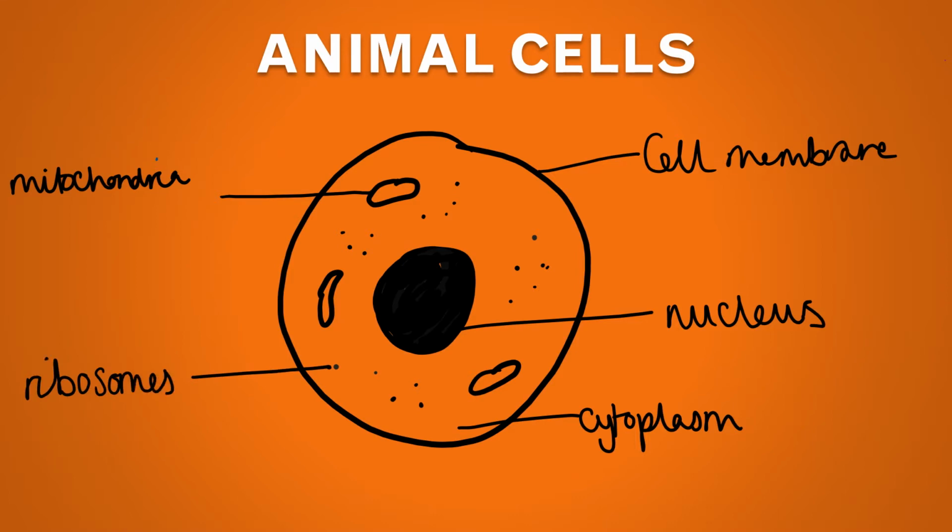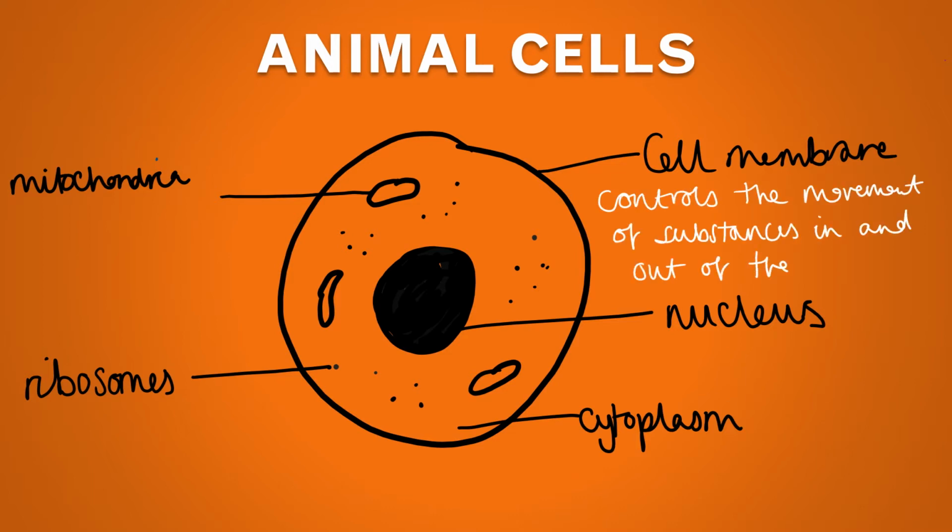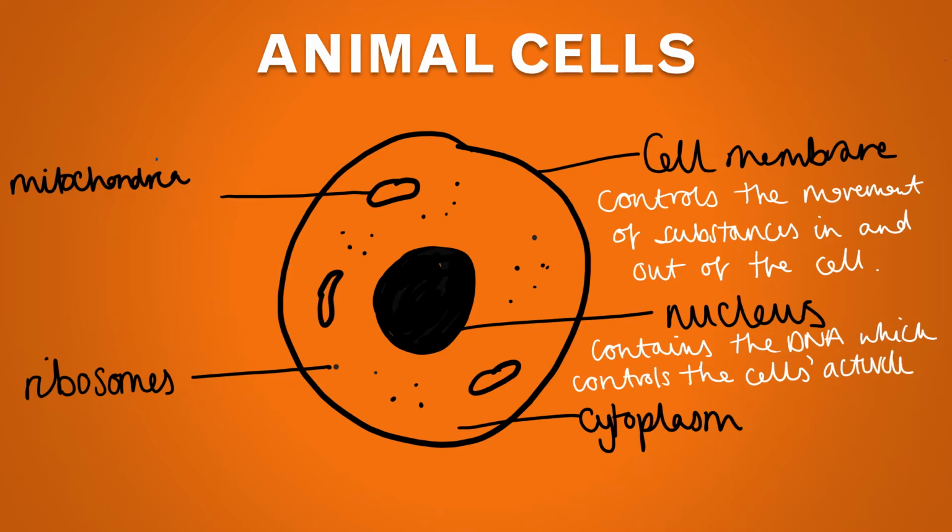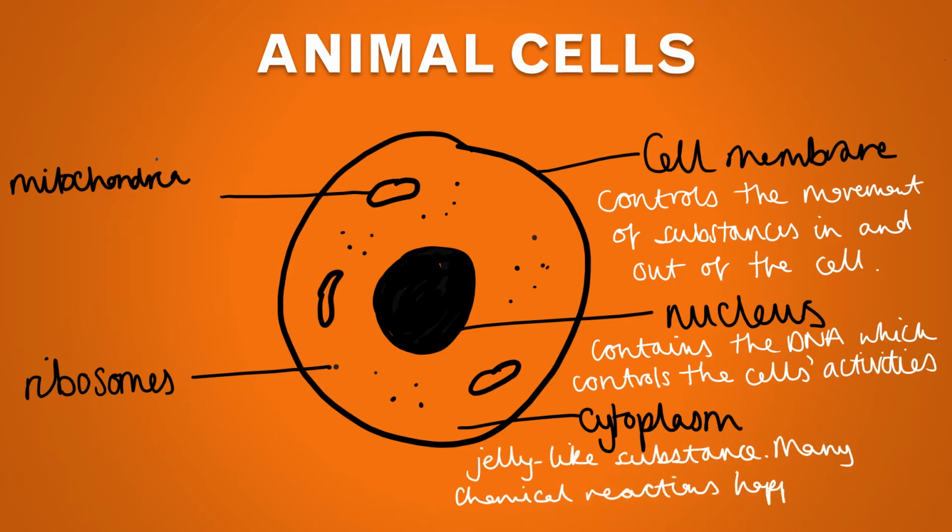You need to be able to identify all these different structures for your GCSE, and you also need to be able to describe the roles of each of these structures. So the cell membrane controls the movement of substances such as oxygen and carbon dioxide into and out of the cell. The nucleus is where the DNA is found and it controls the cell's activities. The cytoplasm is a jelly-like substance. It contains dissolved nutrients, salts, and contains all the organelles. And importantly, it's where chemical reactions occur.